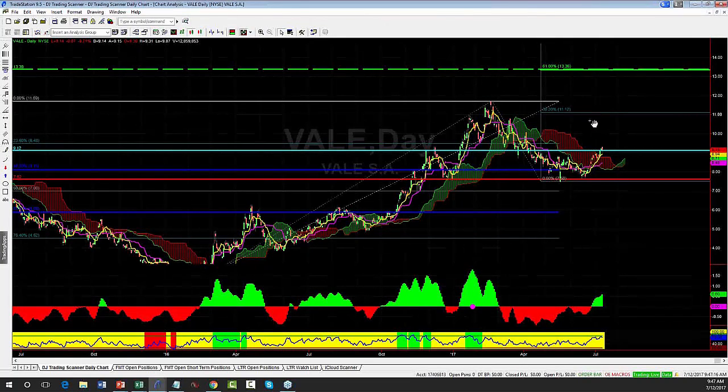Do I use ATR for stops? No, I use price movement and Dow Theory here for my stop placement and management.